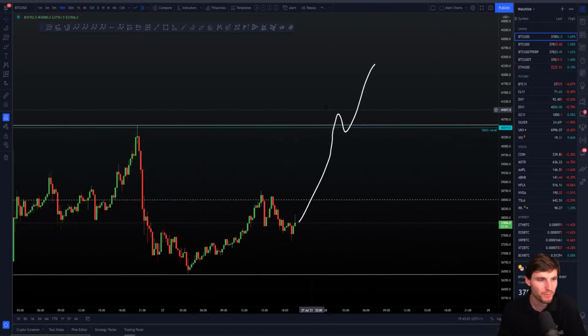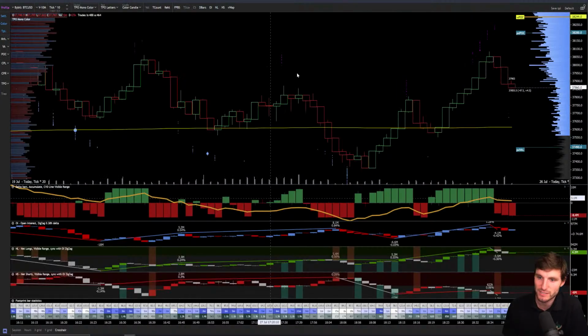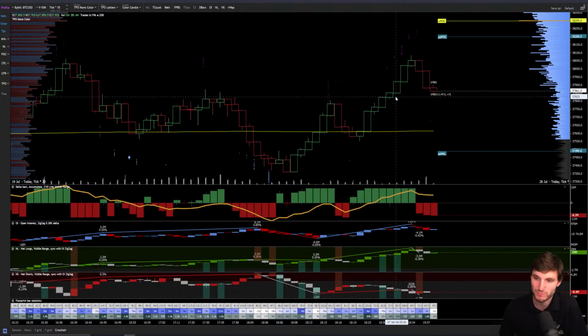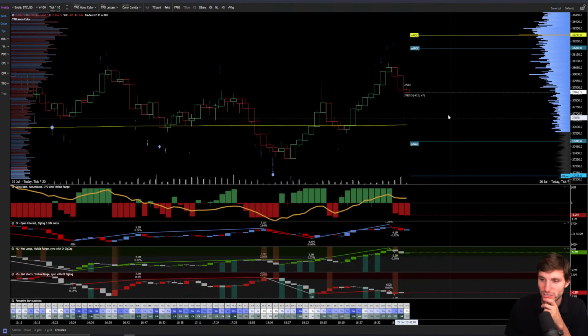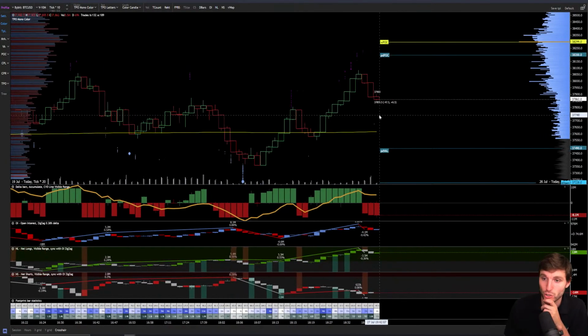So yeah, how do I prepare? Well, really simply, I'd be thinking to myself, is there a short? Is there not a short? And I'd be looking at the volume statistics, really simply put, and deciphering, is this a good long? Is this a good trade, basically? Is it a good short from the top of the range?